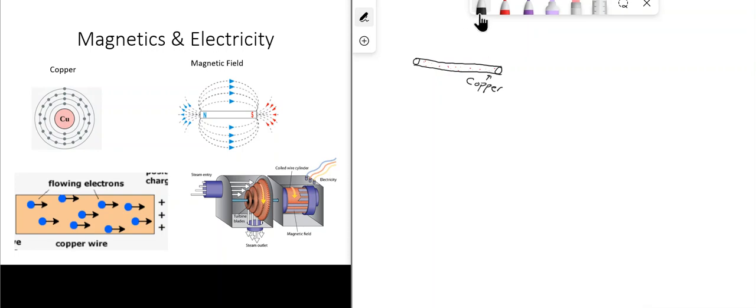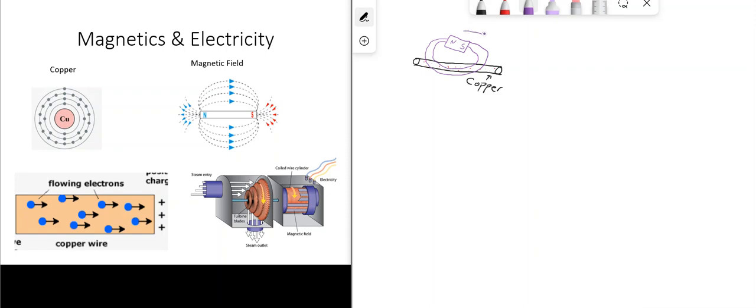Okay, and then I take my magnet. So imagine this is my magnet here, and it'll have its north and south end. What it's going to do is generate these magnetic fields, like so. And these magnetic fields are going to interact with the piece of copper.